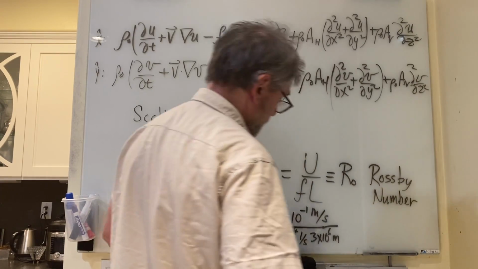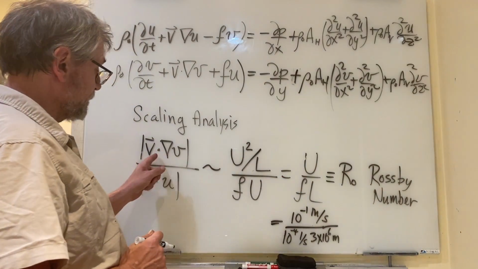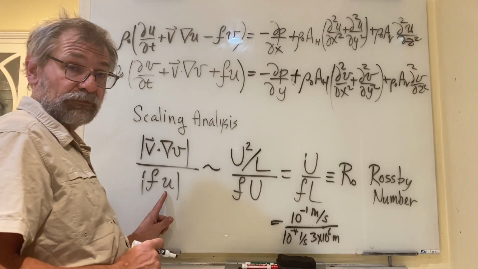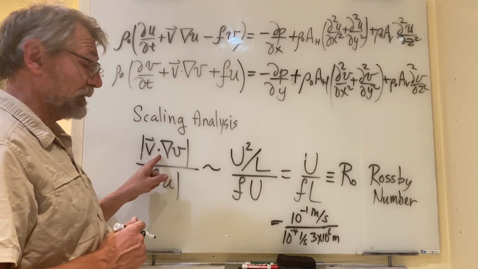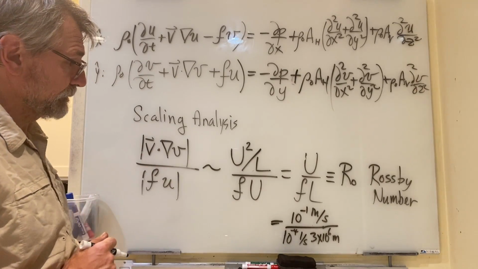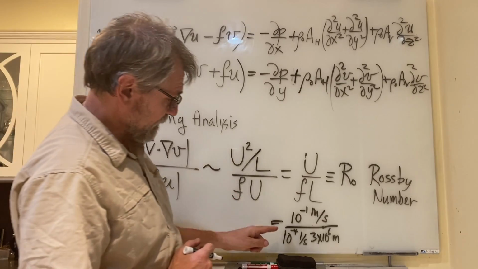If this number is small, that means the advective terms are small compared to the Coriolis force. If that number is big, or of order 1, that means the advective terms are important and can't be neglected. Okay, so what is the scale of this?